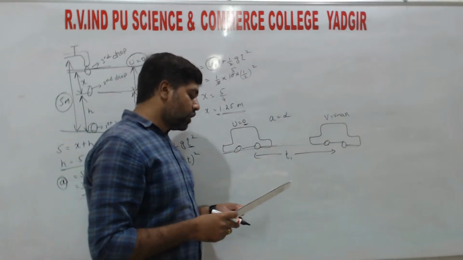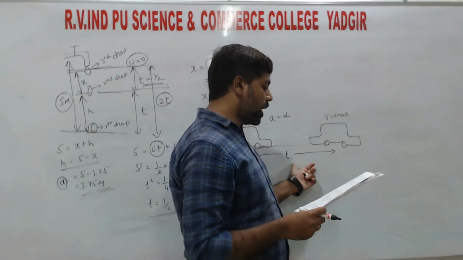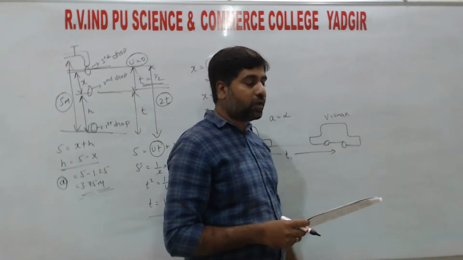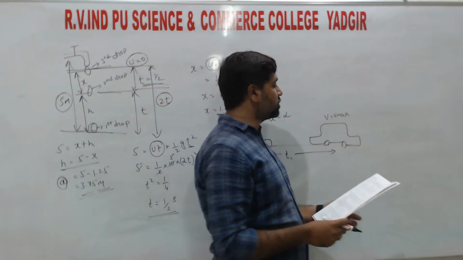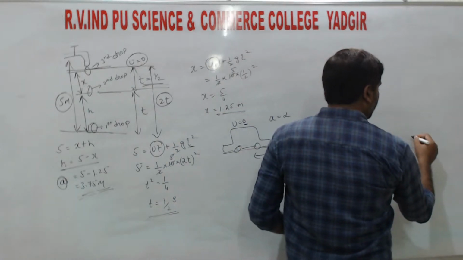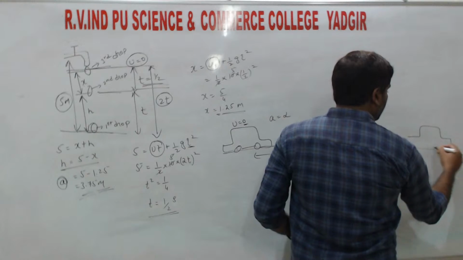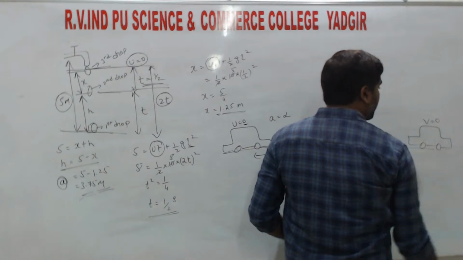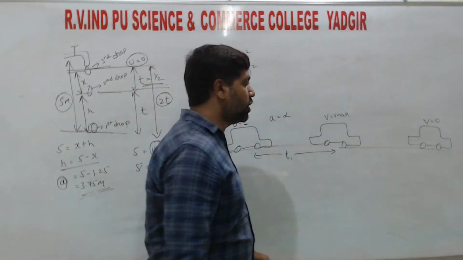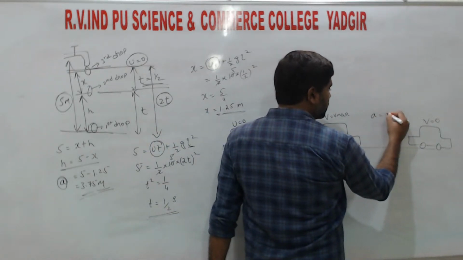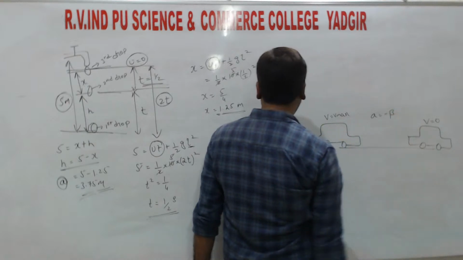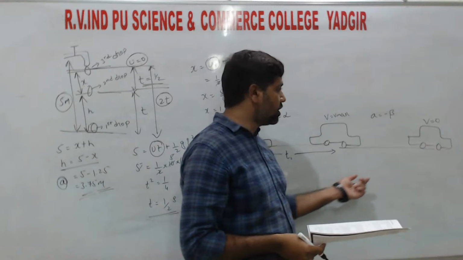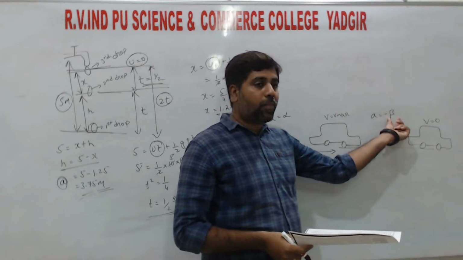Next, after some time it decelerates at a constant rate beta and comes to 0. So v maximum, again what happens, decelerate means retardation. So the velocity decreases and it comes to rest. So here we get v is equals to 0. So here the given acceleration a is equals to minus beta. Decelerating means negative acceleration, since we take that as minus beta.